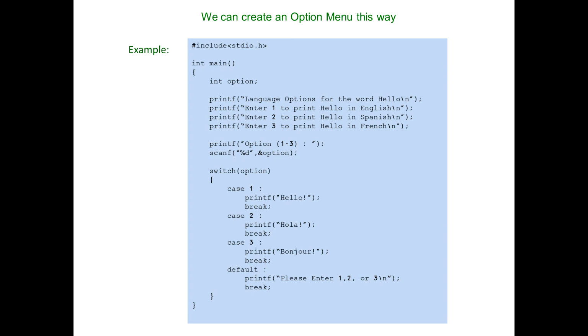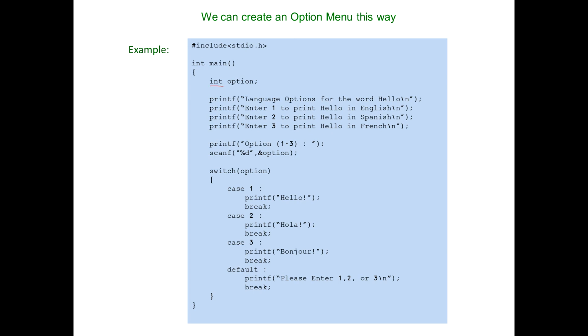So here would be an example code that you can run where you would say, okay, we're going to print out multiple ways that people say hello in the world. You can say enter 1 to print hello in English, enter 2 to print hello in Spanish, enter 3 to print hello in French. And then you grab that variable. In this case, we are going to put it in the variable option, which is of type int. So notice this is int here.